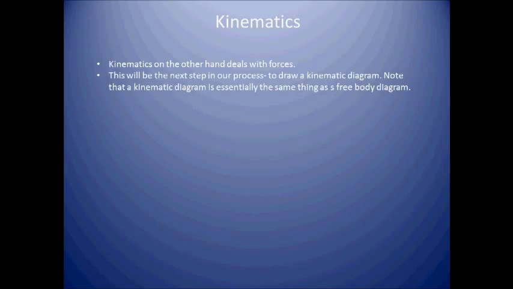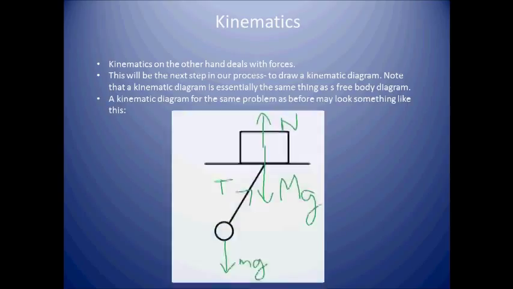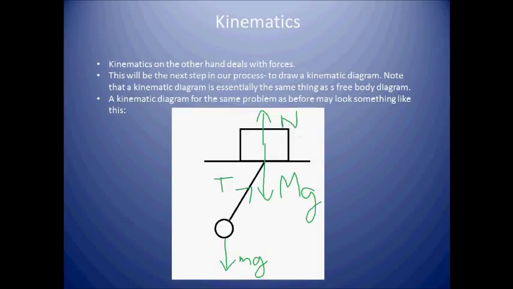Now the next step in our procedure will be to analyze the body kinematically. What kinematics means is the study of forces. To draw a kinematic diagram, we have to draw a diagram of all the bodies involved with all the forces acting on the bodies. Essentially, it is just a free body diagram. So this will be the next step in our procedure. A kinematic diagram of the problem we saw before may look something like this, where we have a normal reaction force, the weight of the block, the weight of the bob, and the tension force in the string.